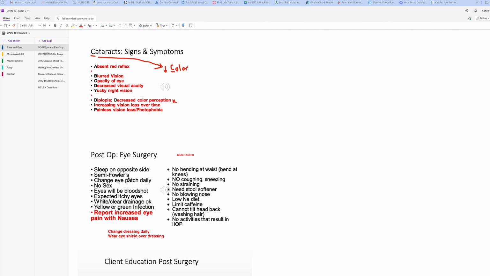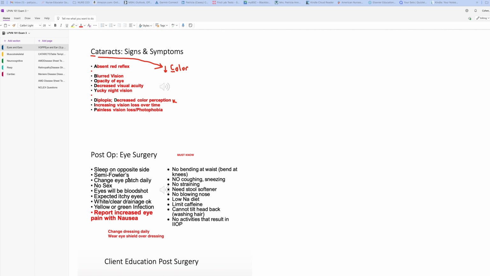You have to know this. They need to sleep on their opposite side, so not on the side that's affected. Okay, semi-Fowler's position. This is to decrease intraocular pressure. Okay, they have to change the eye patch daily. No sex until the provider says they can have sex. Okay, so that might be a couple weeks, it might be longer.